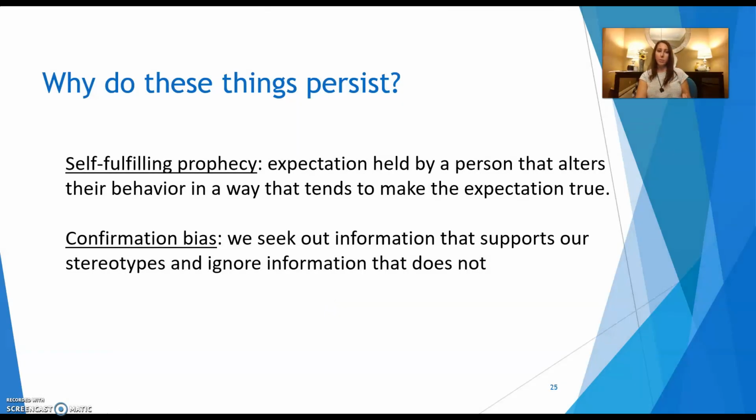Why do stereotypes persist? One is because of self-fulfilling prophecies. If we think we're expected to act a certain way because of the group that we're in, sometimes we actually start acting that way, and that perpetuates stereotypes. The other is the confirmation bias, which is that we tend to seek out information that supports our stereotypes, and we ignore information that does not.